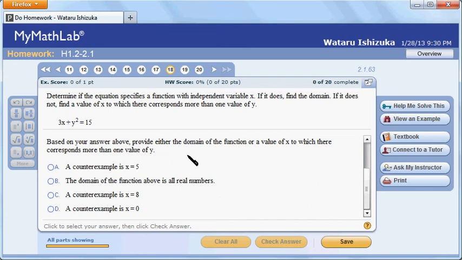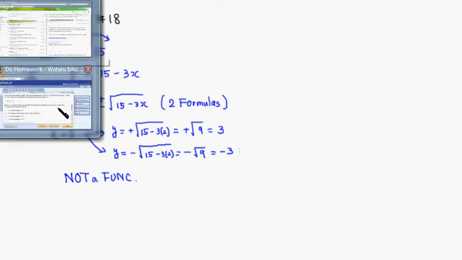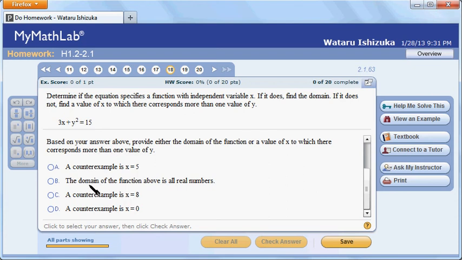Okay, so counterexample. x equals 5, so let's try that. x equals 5 does not work because 15 minus 3 times 5 is going to be 15 minus 15, so it's 0. So plus or minus 0 is actually both 0, so that counterexample does not work. And how about let's say domain? It's not a function, so we can't find a domain.